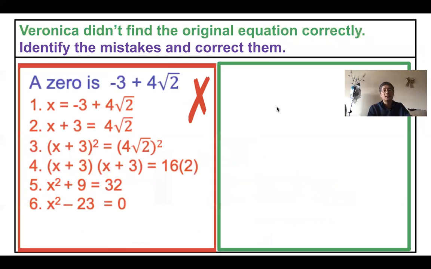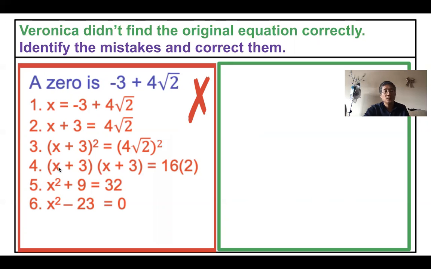Then this is error analysis. Can you identify the mistakes and then correct them? All right, let's do it together. First step, you set x equal to this, right? And then move negative 3 to the other side, x plus 3, very good. 4 square root of 2, very good. And square both sides in parentheses, very good. x plus 3 times x plus 3 is good. 4 squared is 16, the square root and square cancel. 16 times 2, very good.